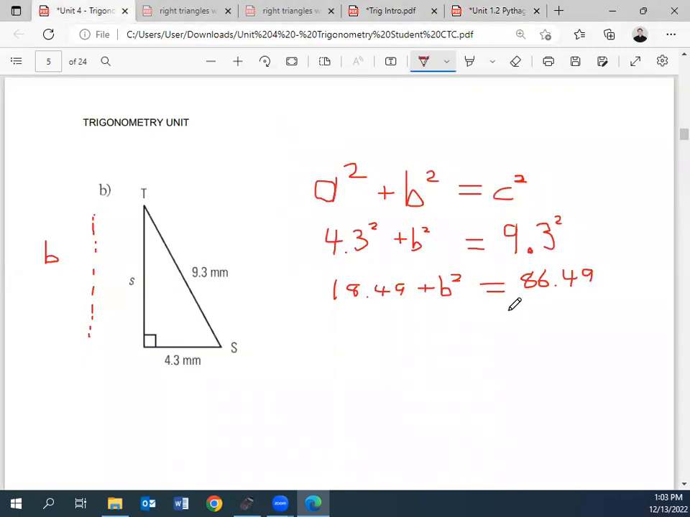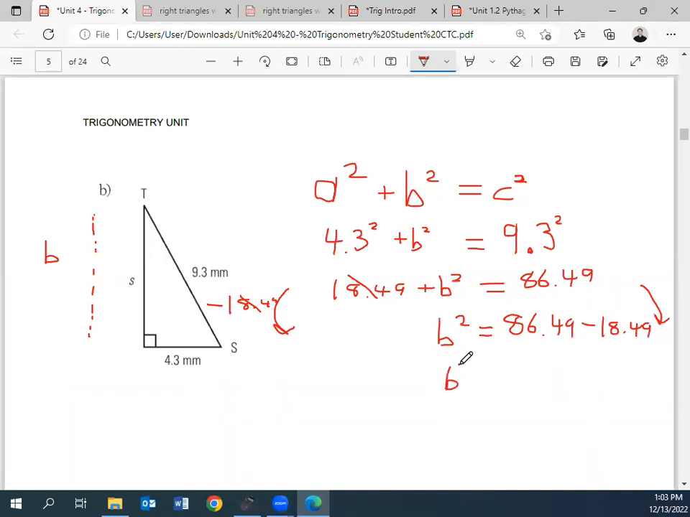Same concept, harder numbers. What I need to do is get B by itself, don't I? That's the ultimate goal here. So what I'm technically doing is 86.49, and I'm subtracting this 18.49. What I technically did on both sides was take away 18.49, right? I don't have space to do it over here, but I did that over here too. These cancel each other out, and then I'm just left with 86.49 minus 18.49.